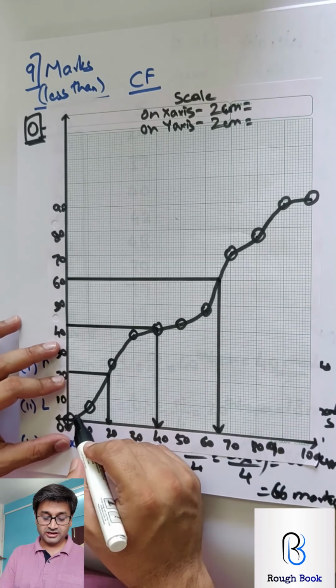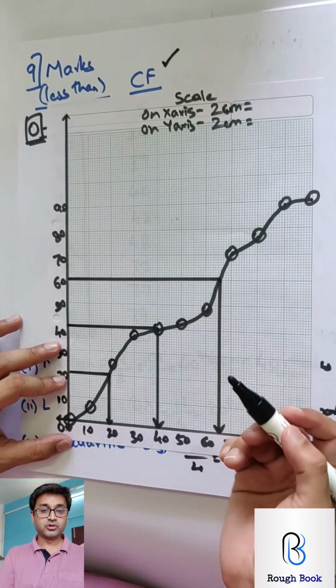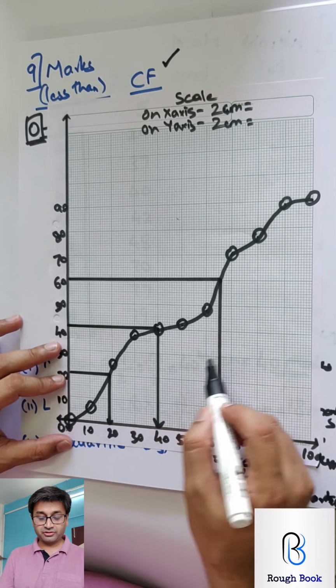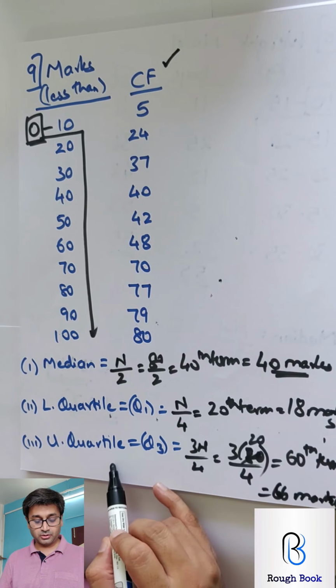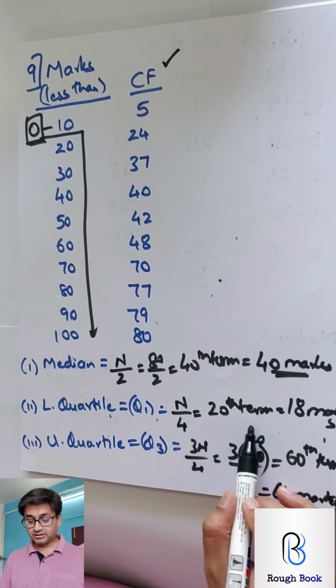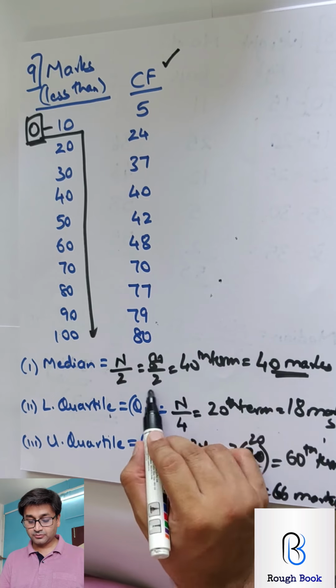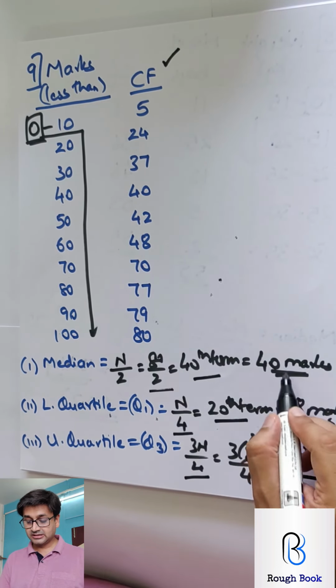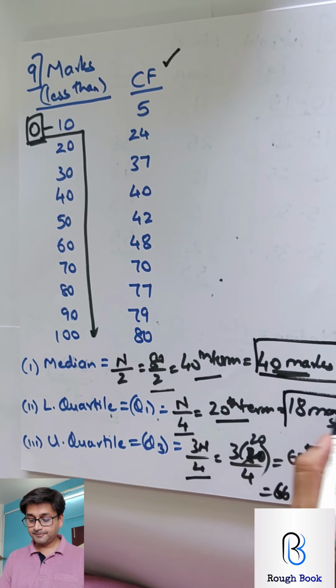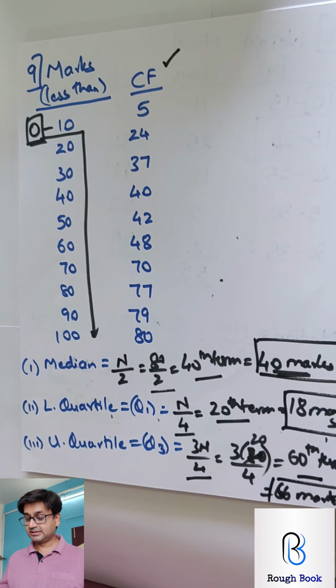First thing is the ogive, and for that you need CF, which was ready made. Drawing the ogive, 3 perpendiculars because 3 things were asked. First thing was median, lower quartile, upper quartile. So 40th term, 20th term, 60th term using their formulae. Once we got these terms, they are not our answers. These are our answers: 40, 18 and 66.